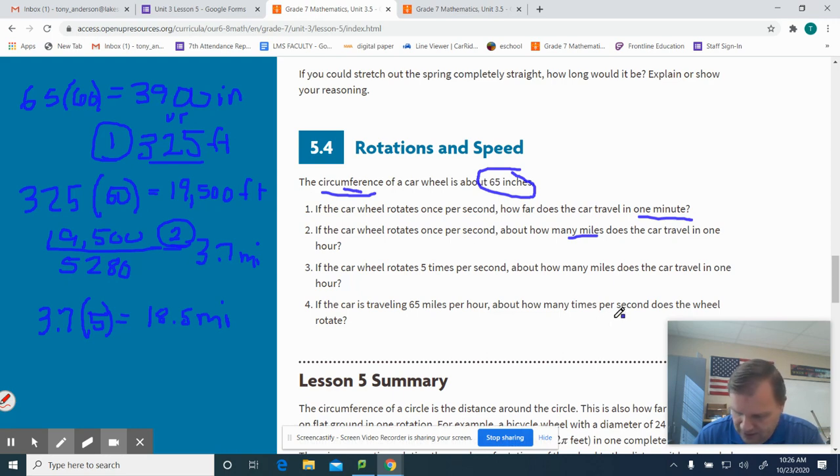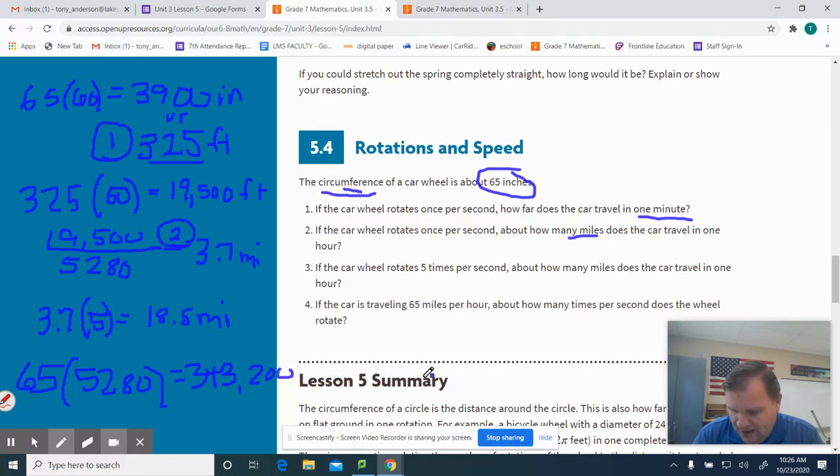Now on question number 4, if the car is traveling at 65 miles per hour, about how many times per second does the wheel rotate? All right, so in 65 miles in an hour, we got to multiply that by 5,280, that's how many feet in a mile. The reason we have to do that is because we've got our information in feet here. So that's going to give us 343,200 when we multiply.